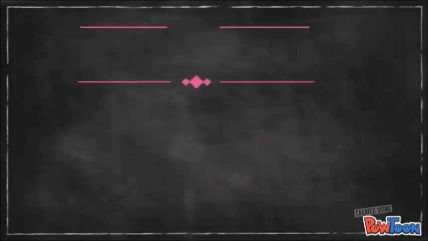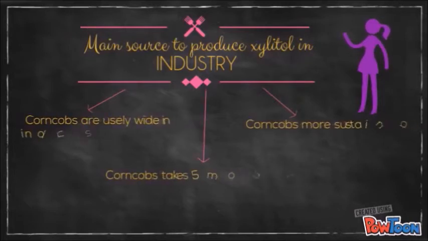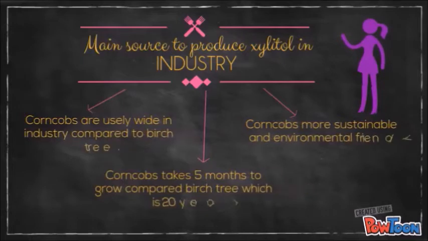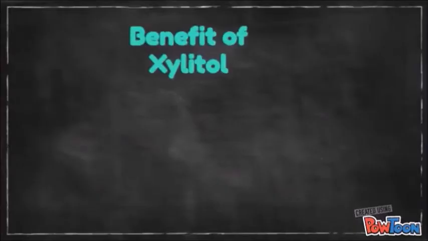Do you know the main source to produce xylitol in industry? The main source is corn cob. Most industries use corn cobs as their main source to produce xylitol compared to beech tree, because corn needs only 5 months to grow compared to beech tree, which takes 20 years. So this can reduce cost and also the time to produce the source. And it is much more sustainable, environmentally friendly, and a renewable resource.